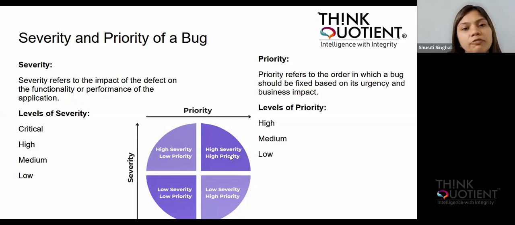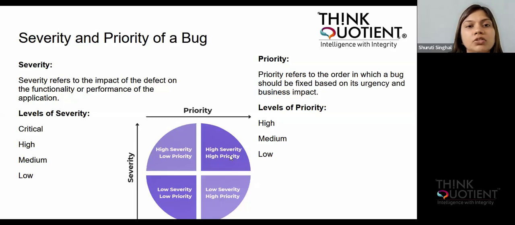Similarly, what is the meaning of priority? Priority refers to the order in which you have to fix it. This is assigned by the project manager, not by the tester. So how soon should you fix this bug? High means you have to fix it immediately because it is going to block my release. Medium means it should be fixed within my life cycle. And low means you can fix it later in future releases.